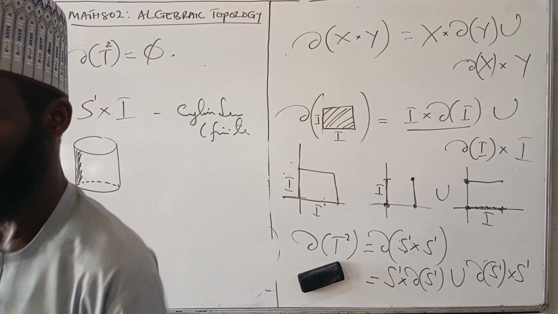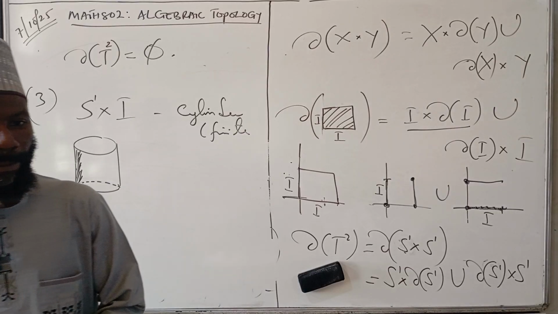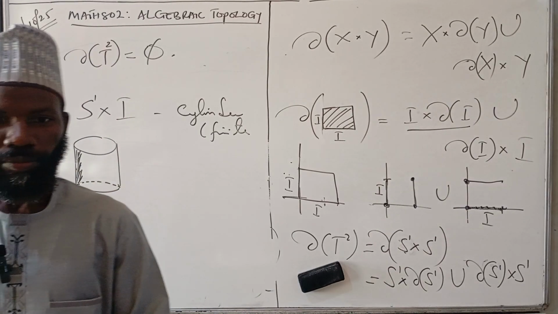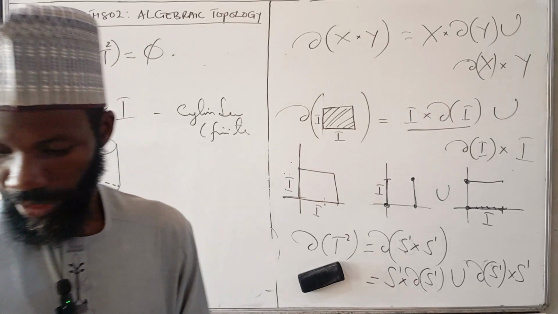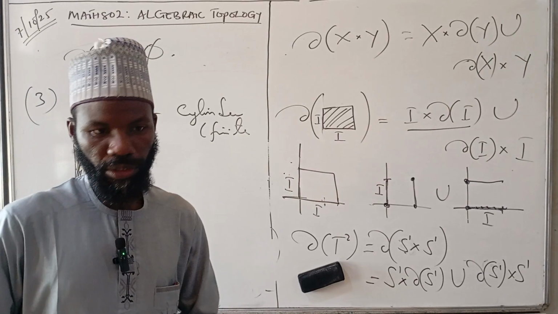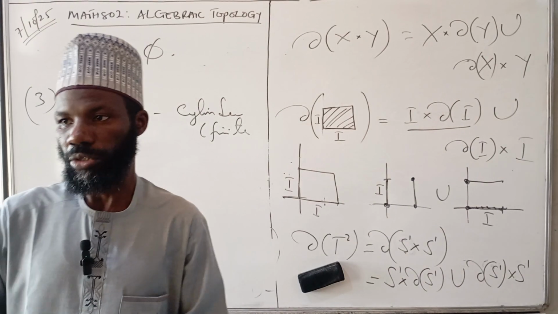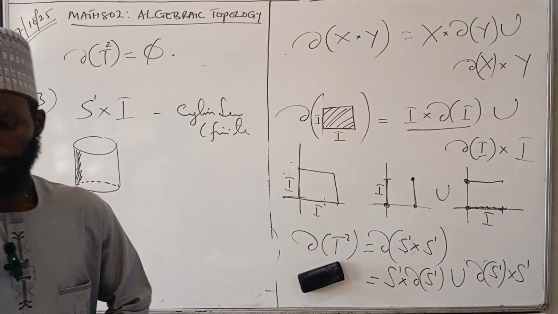Okay. I think we can stop here, so that in the next class we look at another operation on spaces where we can form a new space from an existing one, taking the quotient of spaces. Thank you very much.